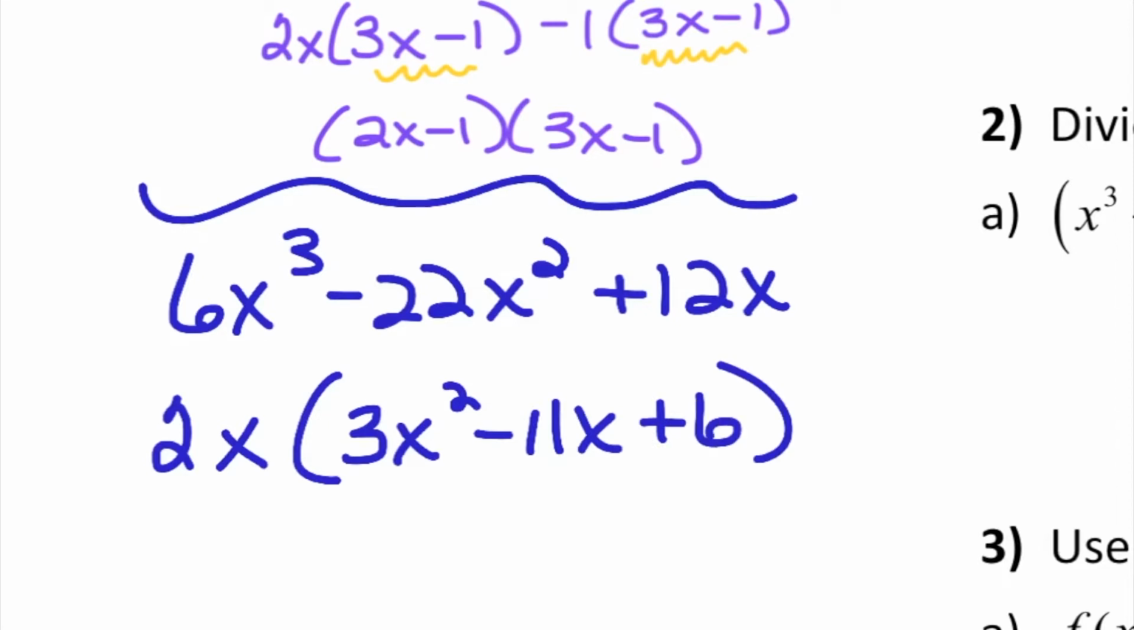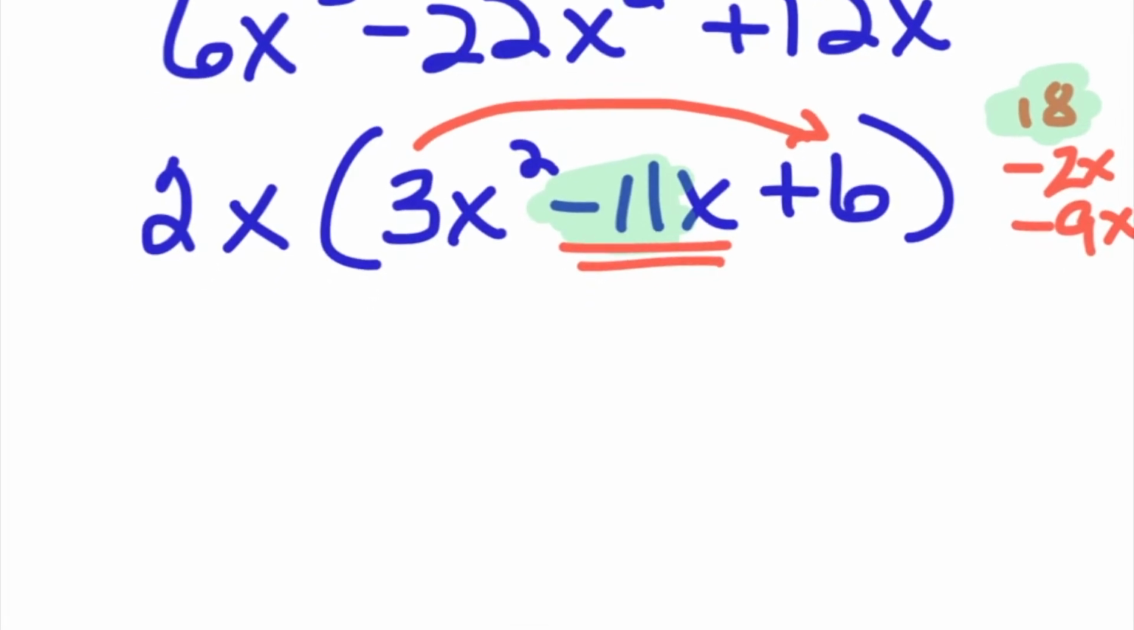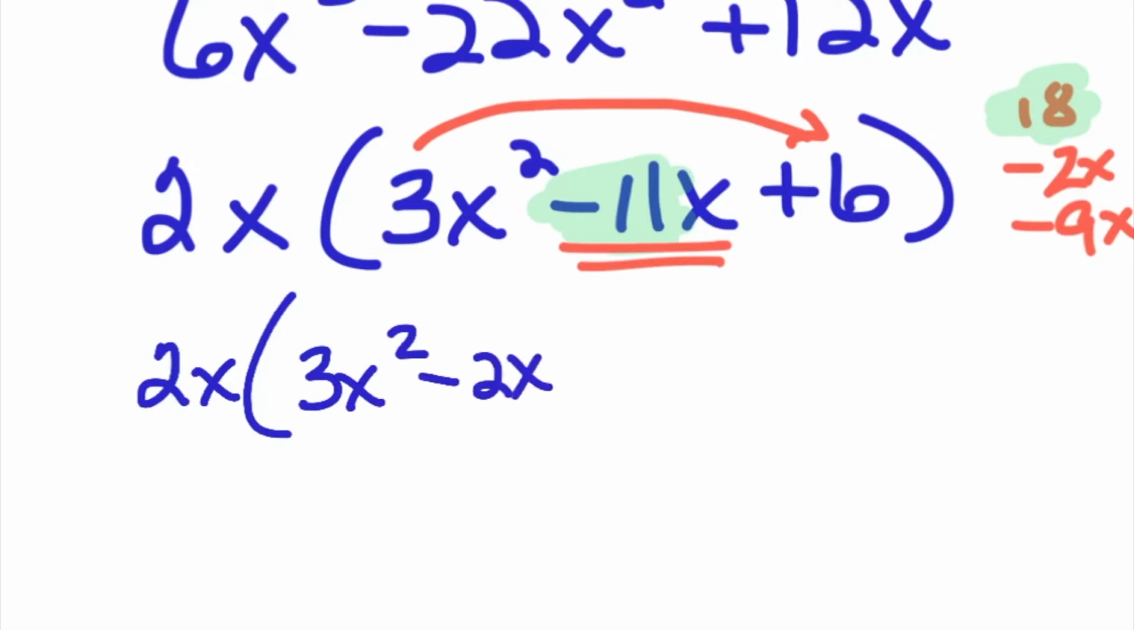And again, I'm thinking positive 3 times positive 6 is 18, and then 18 is a product, and negative 11 is a sum, and the two numbers that multiply to positive 18 and add up to negative 11 are negative 2 and negative 9. I'm going to put x's with those and then replace the negative 11x with that. And so now I've got, keep the 2x, don't get rid of the 2x, 3x squared minus 2x minus 9x plus 6, just bring the 6 down unchanged.